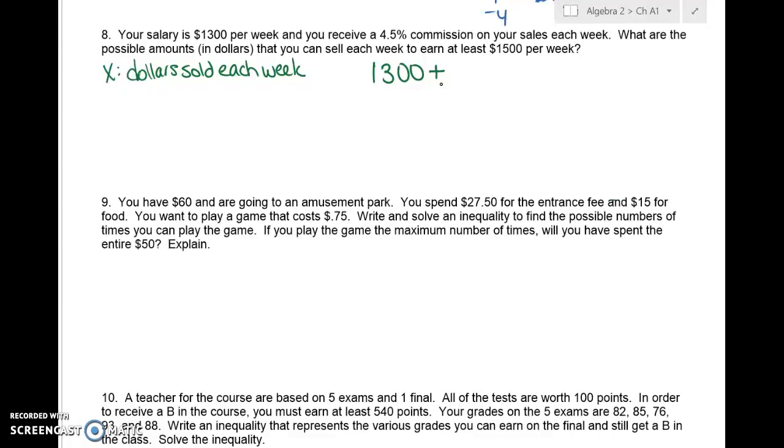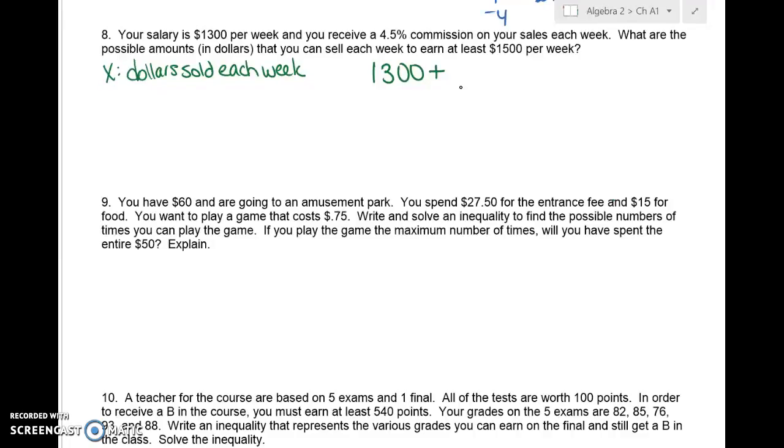In addition, every dollar that we sell, we get 4.5% back. So we get 4.5% per dollar. In math, what does the word per mean? Multiply. So we need to somehow write 4.5% as a decimal. How do you write 4.5% as a decimal? You don't want to use the percentage, you want to use the decimal. Do you remember how to change a percent to a decimal?